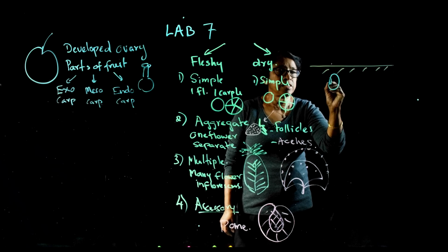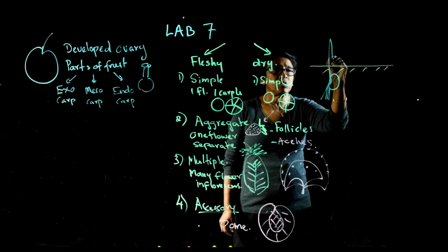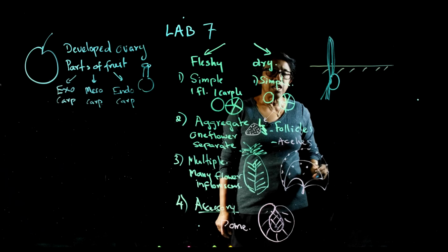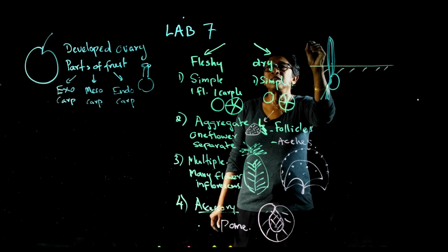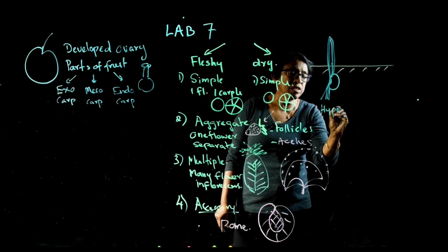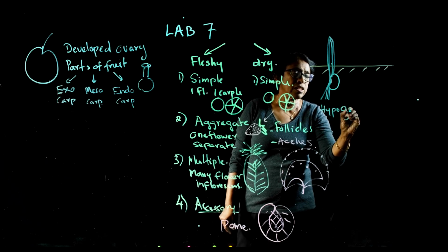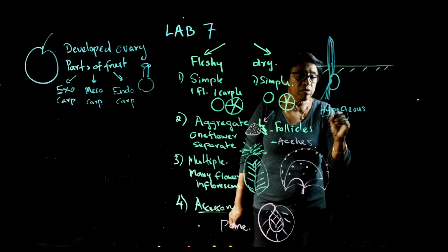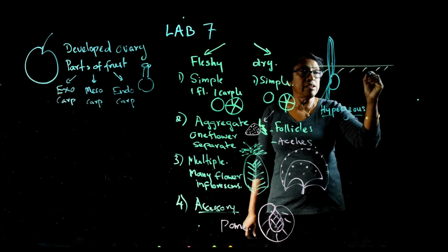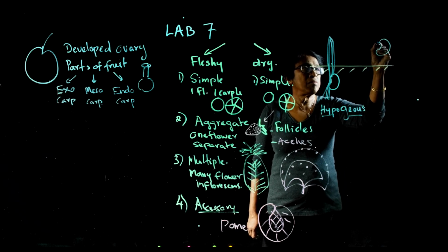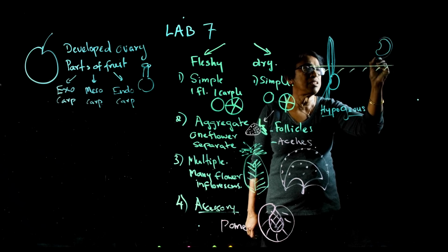If the seed stays down, first come the roots, and then comes what we call the epicotyl. This kind of seed germination is called hypogeous. Hypo means below, geous is earth. Don't say gynous. Hypogeous.